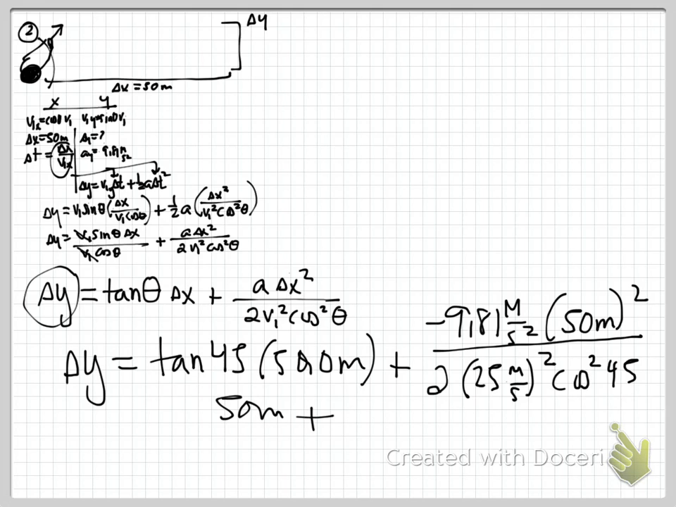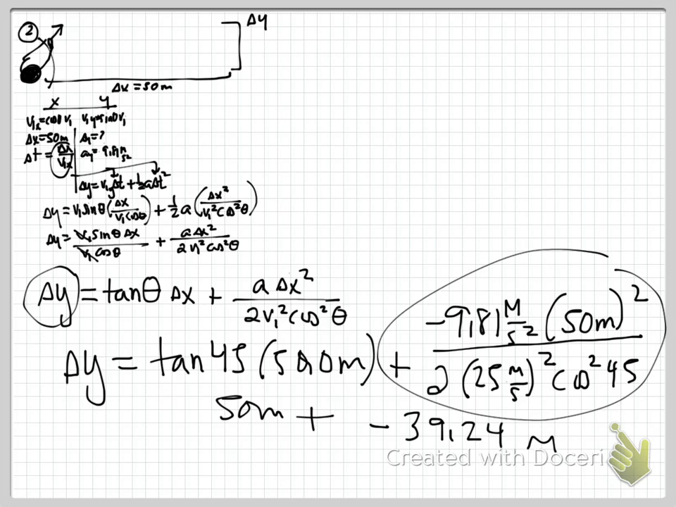This whole expression, I get a value of negative 39.24 meters. So our delta y at the point when we're 50 meters out is 10.76 meters. So we're 10 meters up in the air. Now here's the question. Where do we have to place a net? Because the question very specifically asks, where do we have to put a net to make sure you're caught?